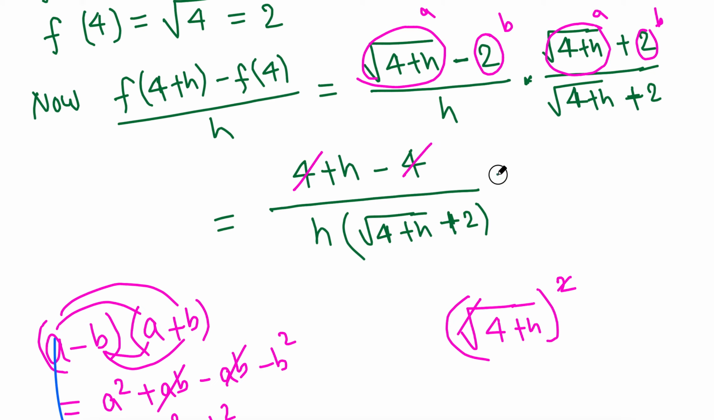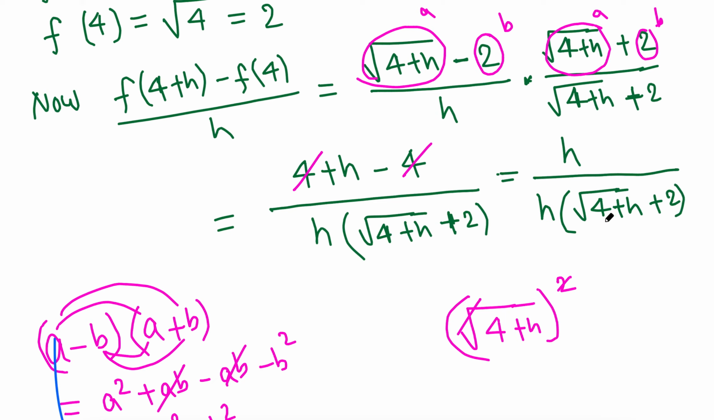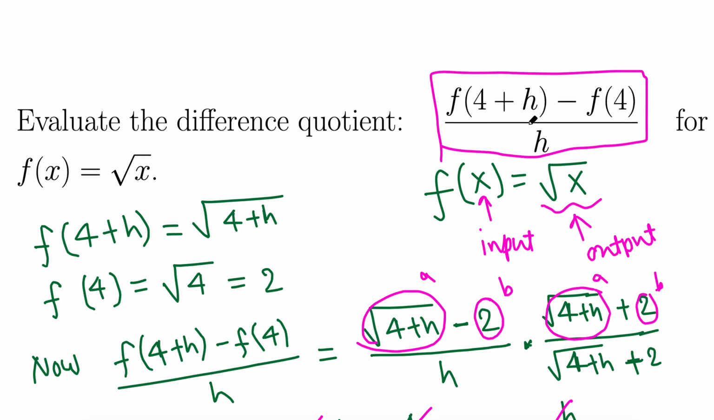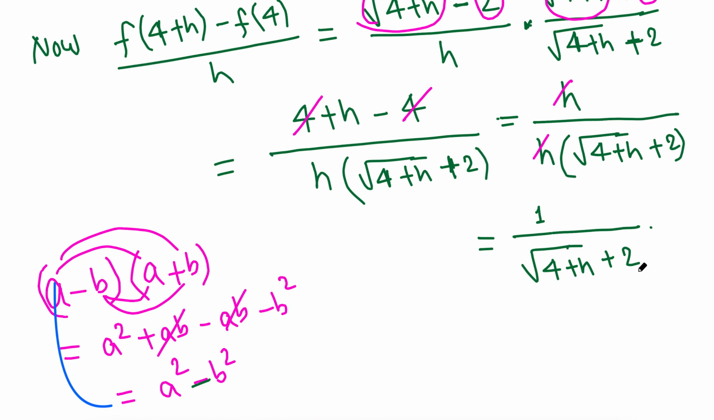That leaves h over h times the quantity square root of 4 plus h plus 2. Now this is h times everything, with h on the top, so we can cancel. When we cancel top and bottom, there is 1 on the top because we are dividing. So this is 1 over the square root of 4 plus h plus 2. There is a plus sign in the bottom, which means we are not going to divide by 0, which is an improvement. So we found the difference quotient for this function and simplified as well. Final.